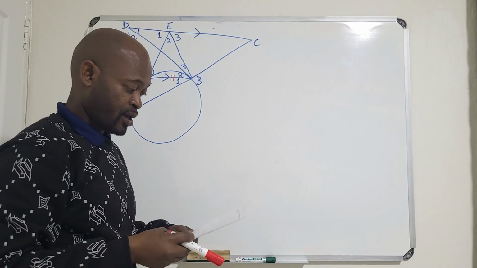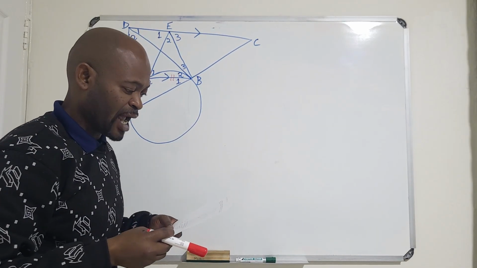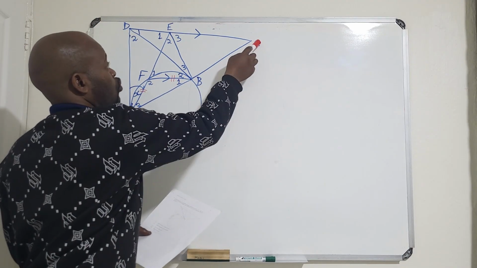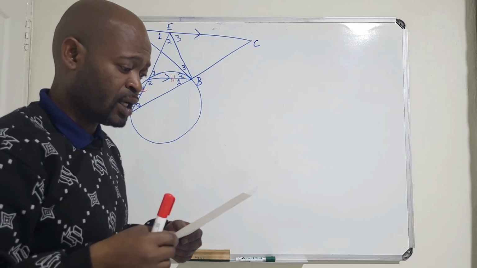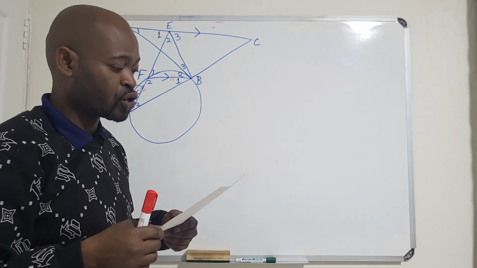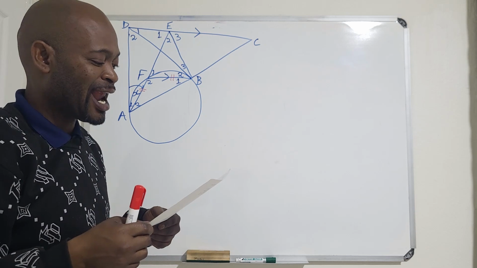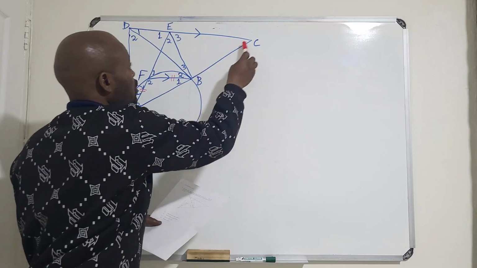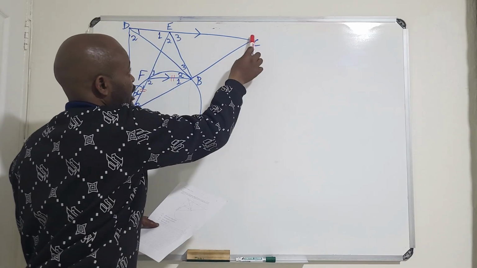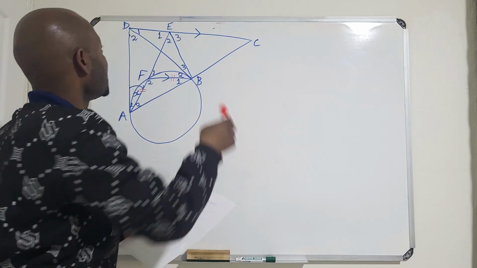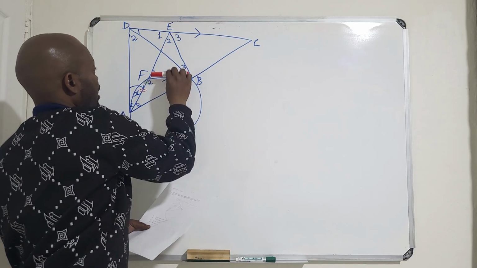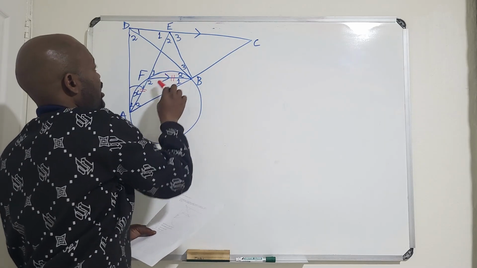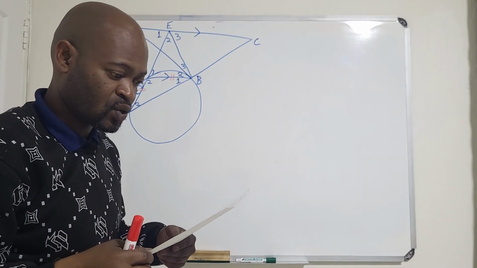Now, we are also told that AB is produced, so it is produced to C. AB produced cuts the line through D, which is parallel to this line. As you can see, this line is parallel to this line. Therefore, that's what they say.